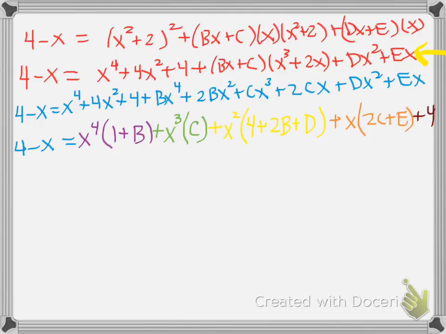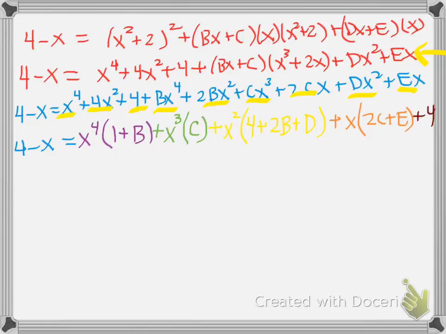We look at where our x to the fourth is. We have an x to the fourth here and an x to the fourth there. When we factor that out, that's 1 plus b. Then we only have 1x cubed, so that's c. For x squared, we have 1, 2, 3, so 4 plus 2b plus d. For x, we have 2c plus e. And then we have our 4 right here.